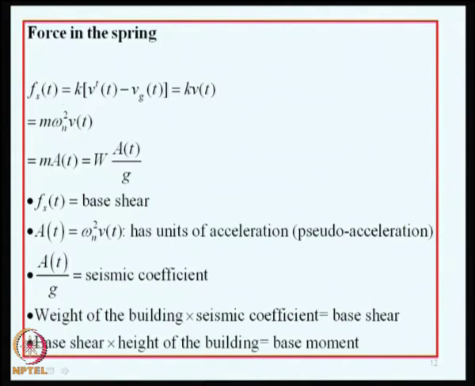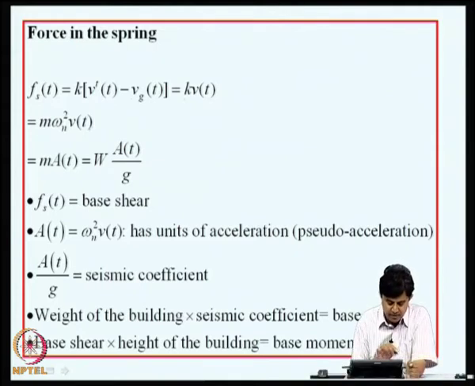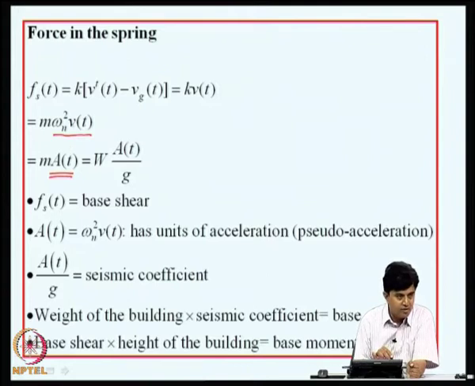Now, let us take a look at the expression for force in the spring. That will be k into the relative displacement, that is k v t, and for k I can write it as m omega n square v of t. Now, if you look at this quantity omega n square v of t, I can call it a of t, and this a of t has units of acceleration. It is not the relative acceleration or the absolute acceleration of the mass, but instead it is a hypothetical quantity whose units correspond to the units of an acceleration. Now, this m can be written as weight divided by acceleration due to gravity. Therefore, the force in the spring can be expressed as a fraction of the weight of the structure, and that fraction is a of t by g.